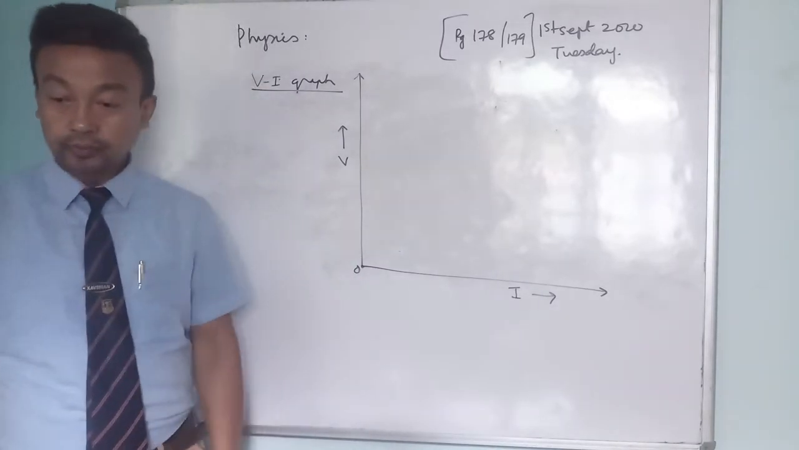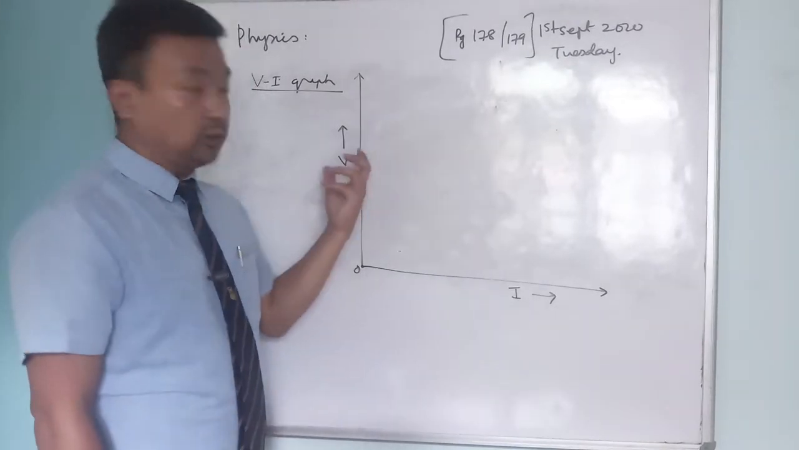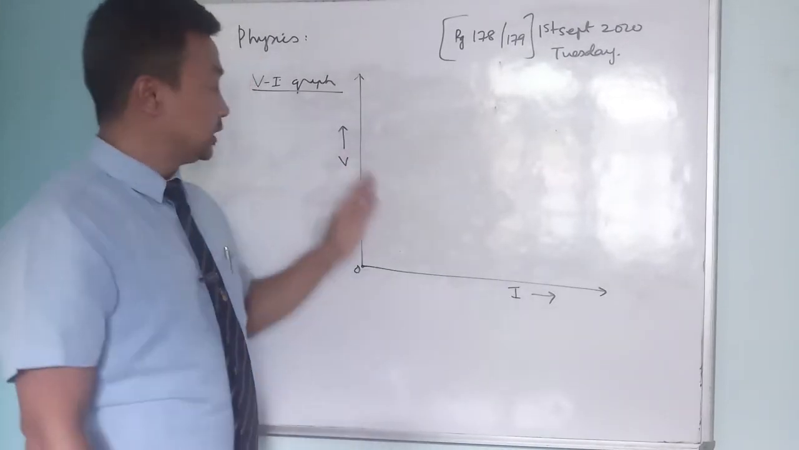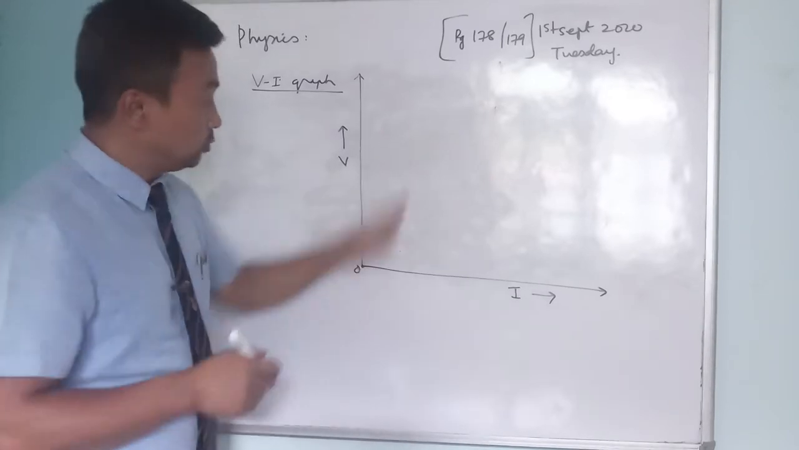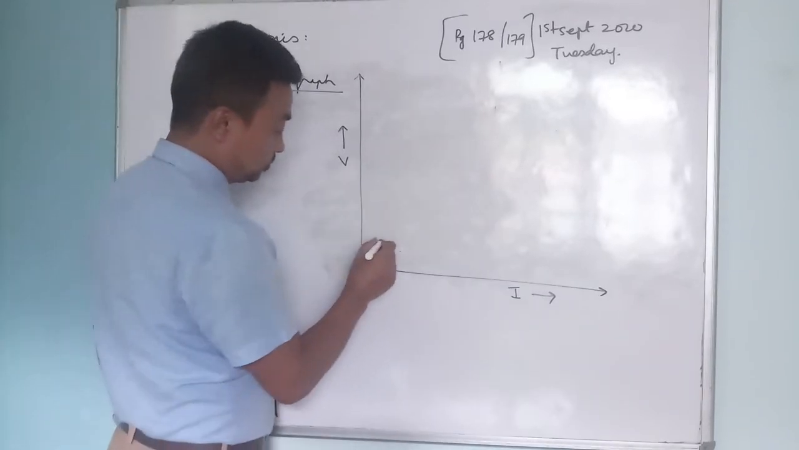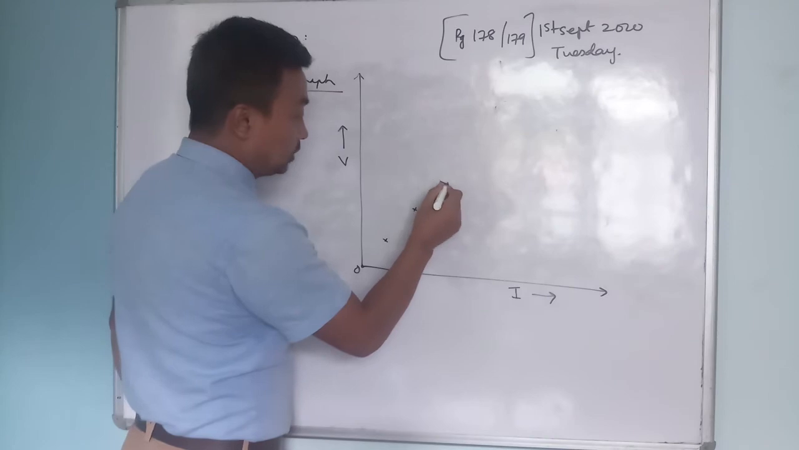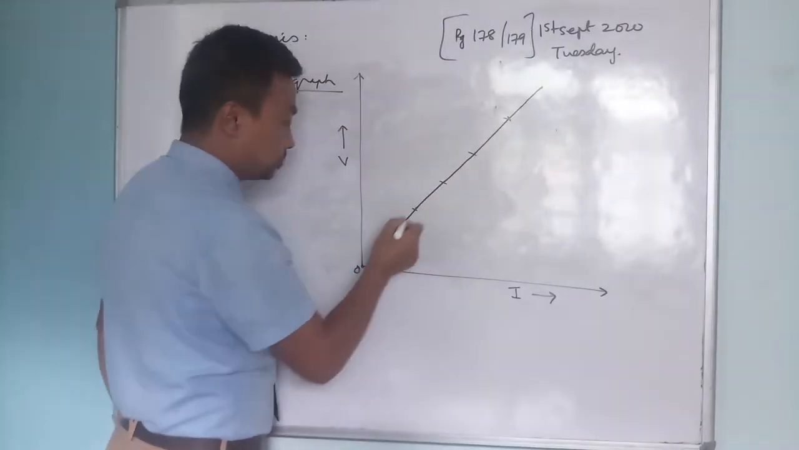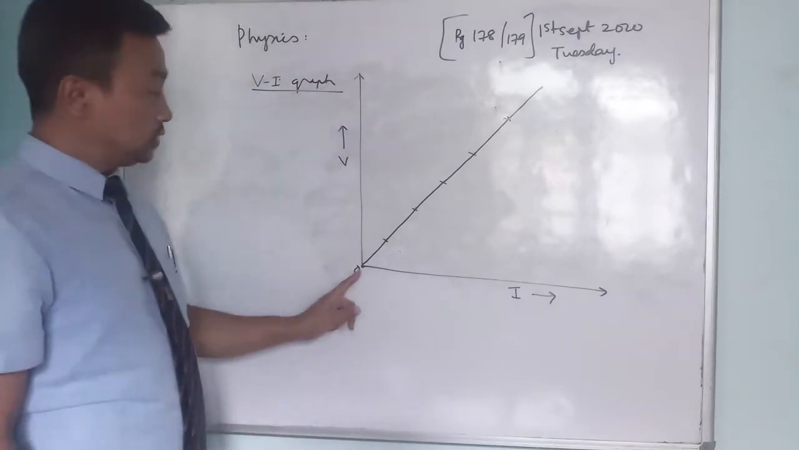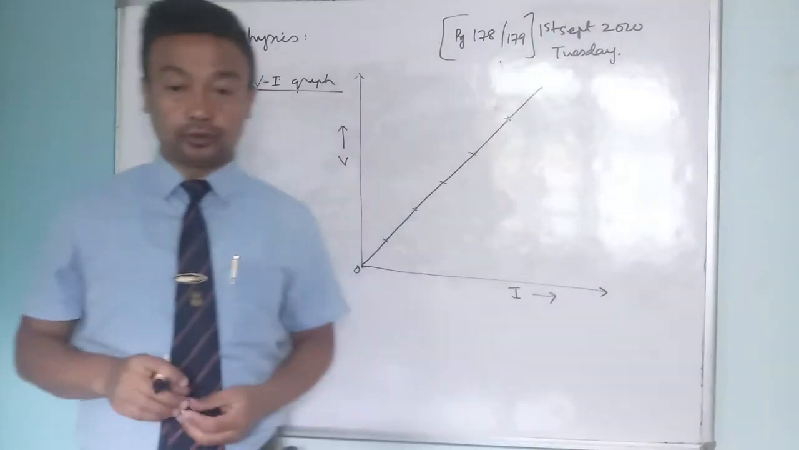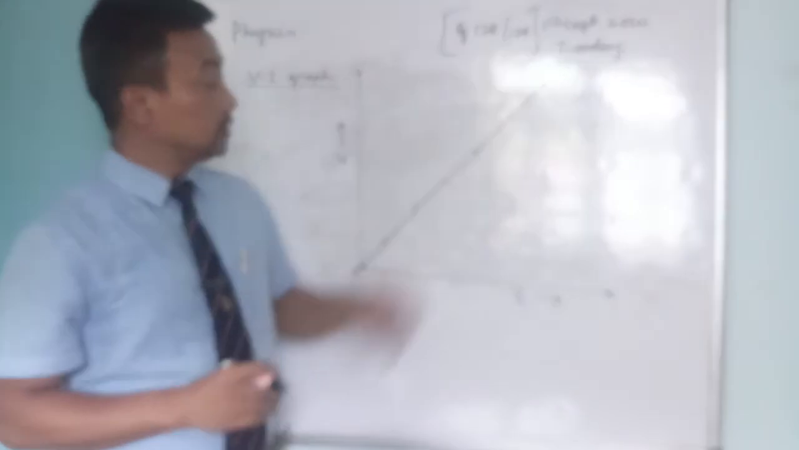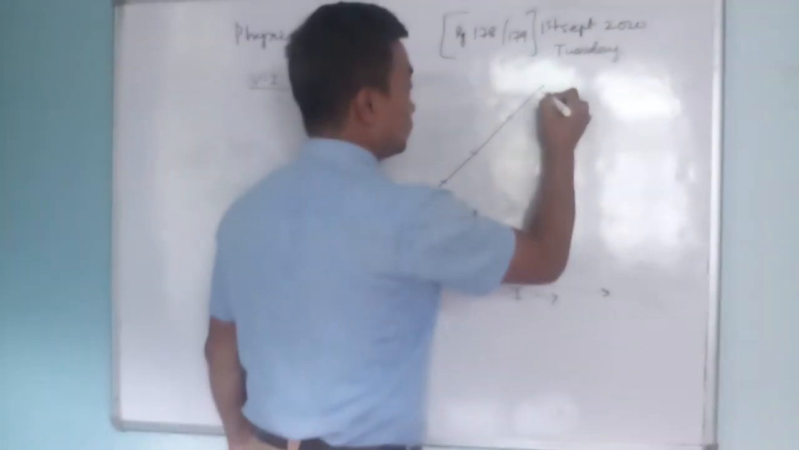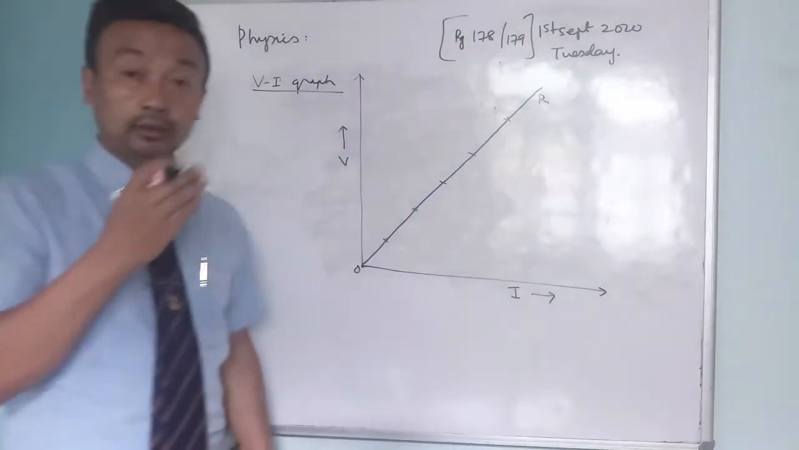All right, so likewise you can take four or five values, and when you plot them along the graph, you'll observe that you get a straight line, something like this. Now this straight line gives you the resistance of the conductor and it proves that it remains constant.